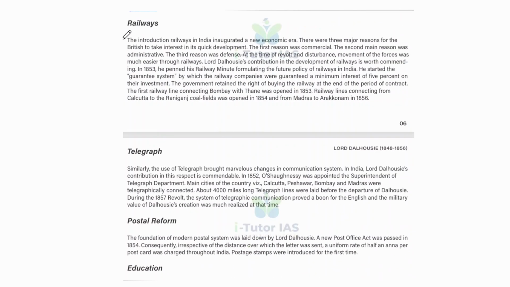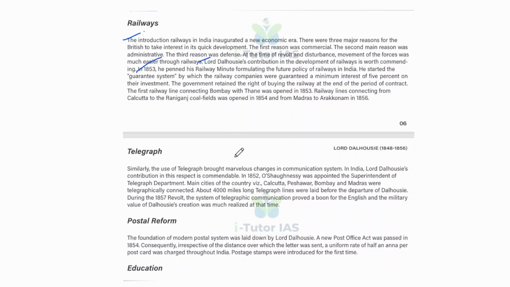And railway. The introduction of railway in India inaugurated a new economic era, and there were three major reasons for the British to take interest in its quick development. The first reason was commercial, the second was administrative, and the third was defense. Okay, so three reasons are mainly there: commercial, administrative, and defense. At the time of revolt and disturbance, movement of the force was much easier through railways, and Dalhousie's contribution in the development of railway is worth commenting.